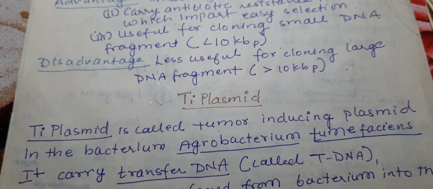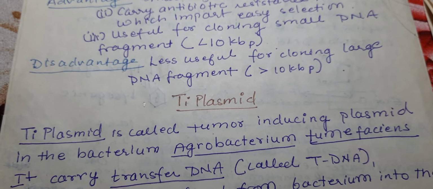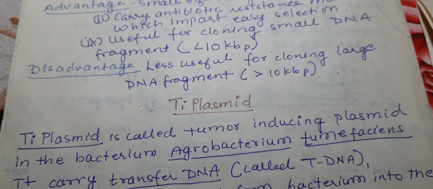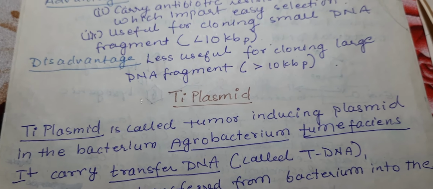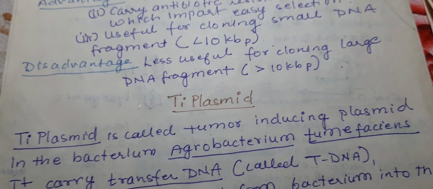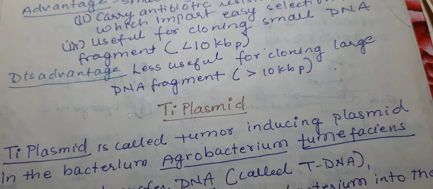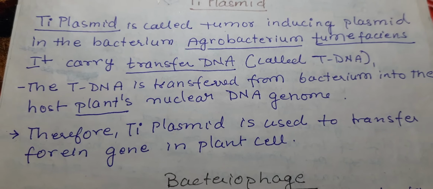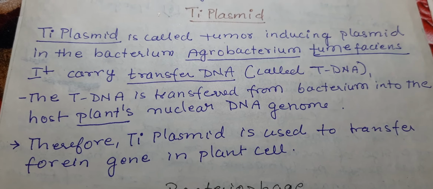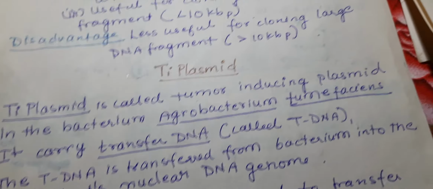So since this property is present with Agrobacterium, its plasmid is engineered to transfer the gene in plants. We will talk about this later on with an example of how it is used. So therefore the Ti plasmid is used to transfer the foreign gene in plants.